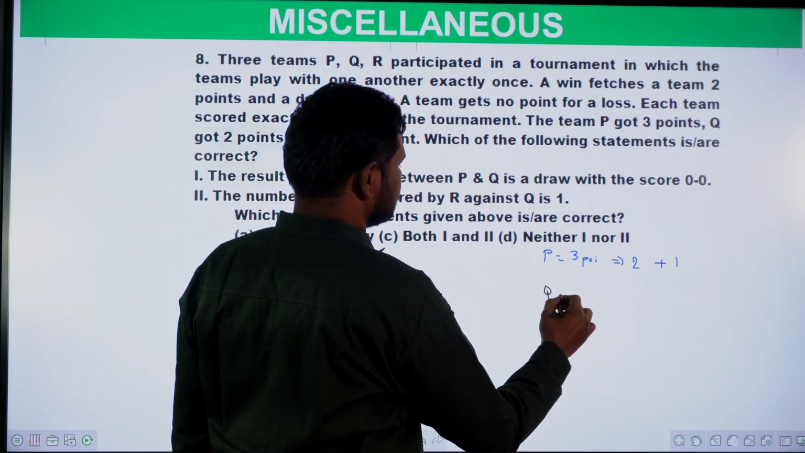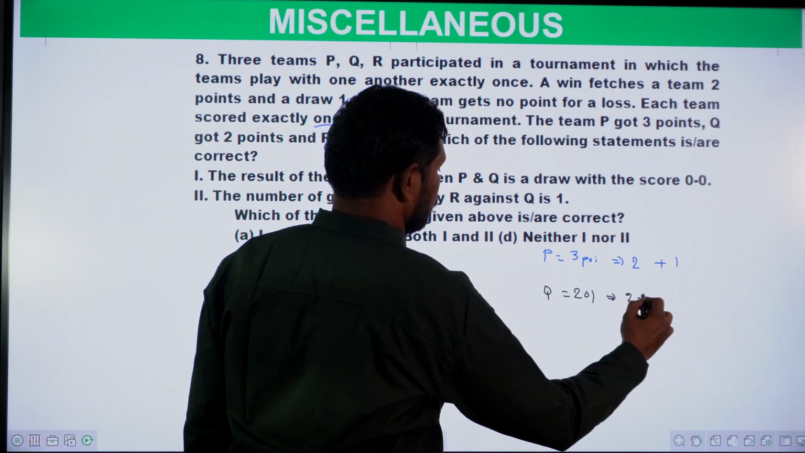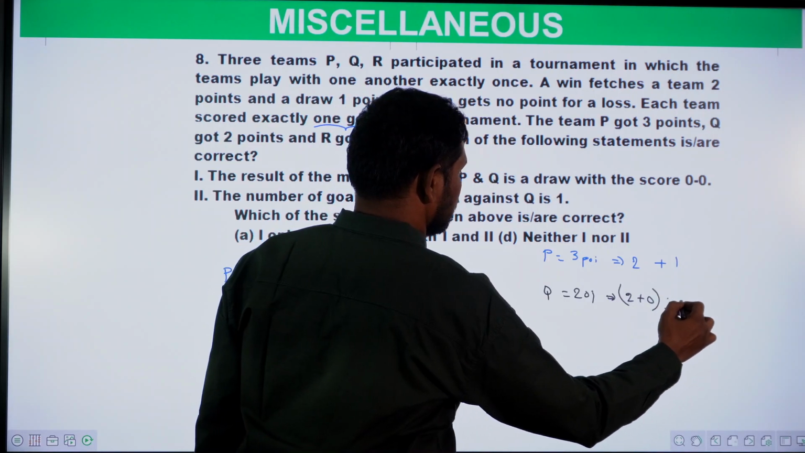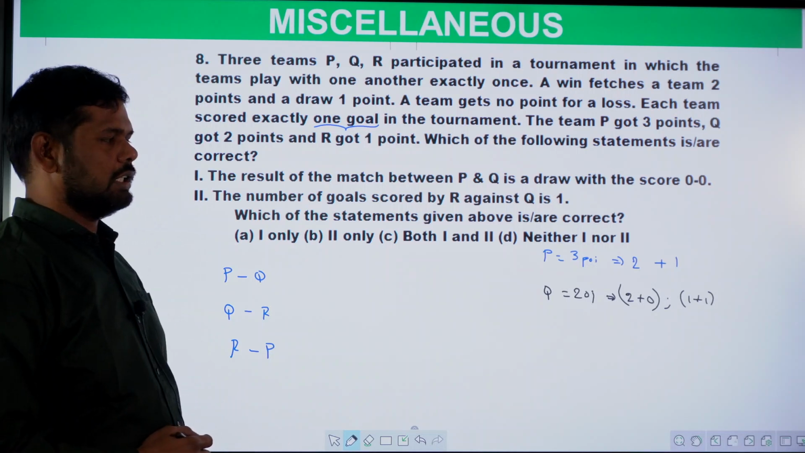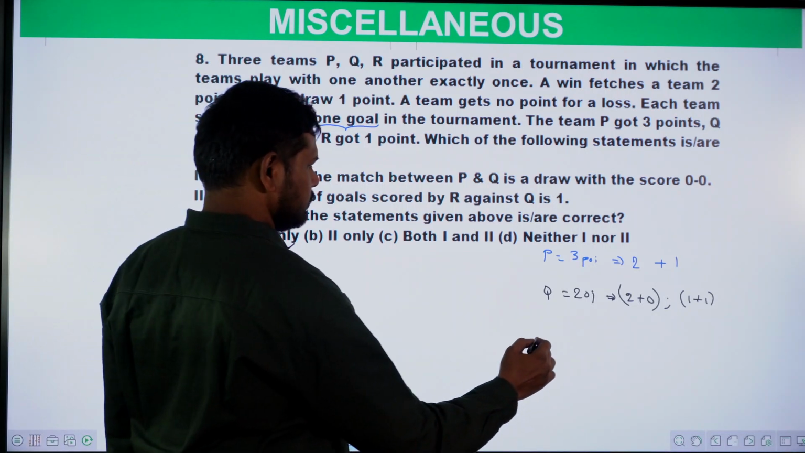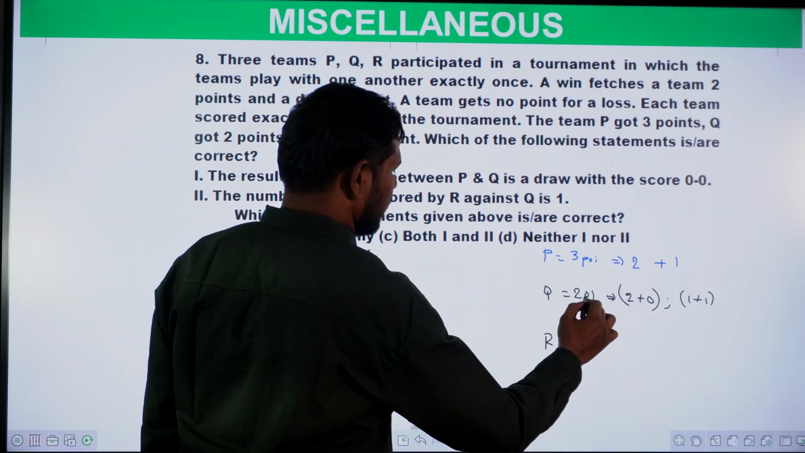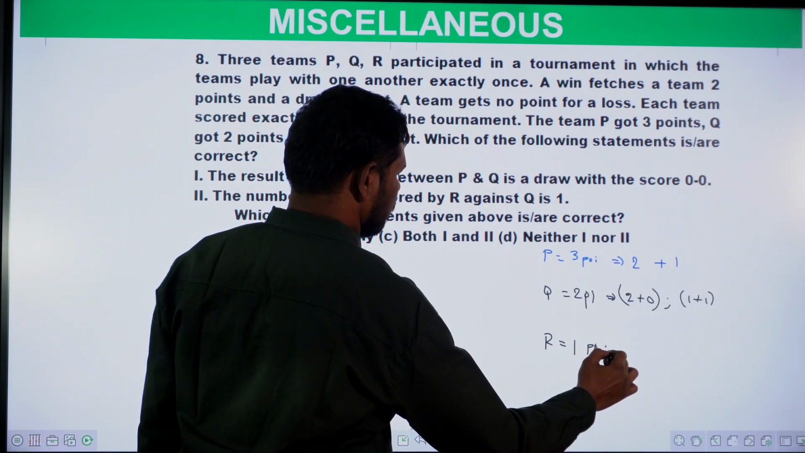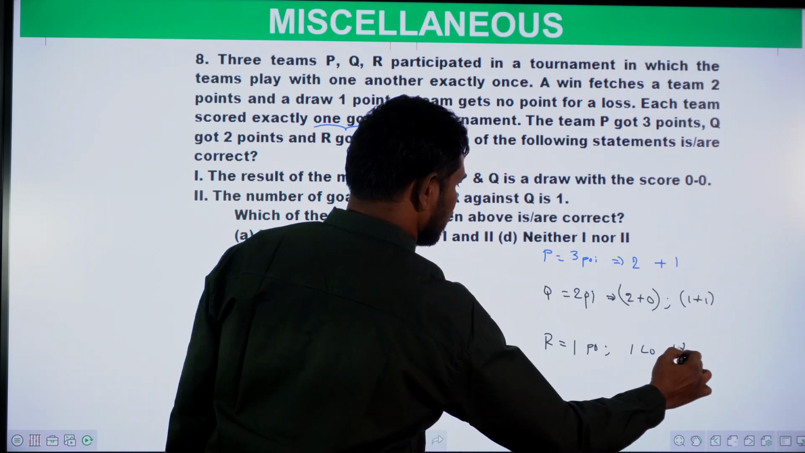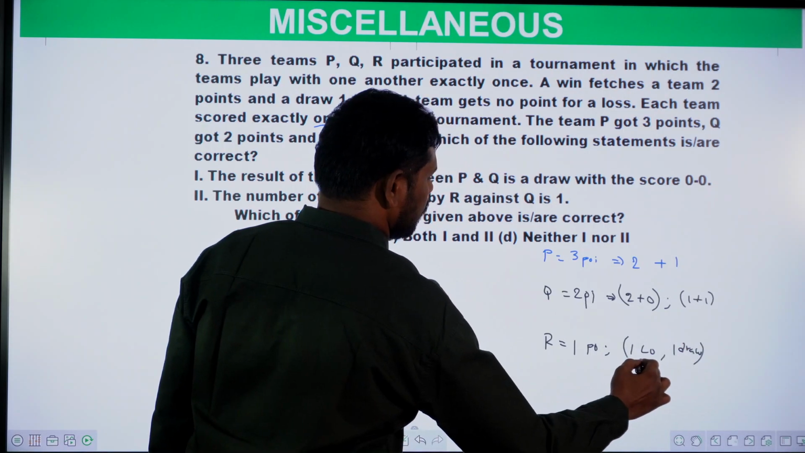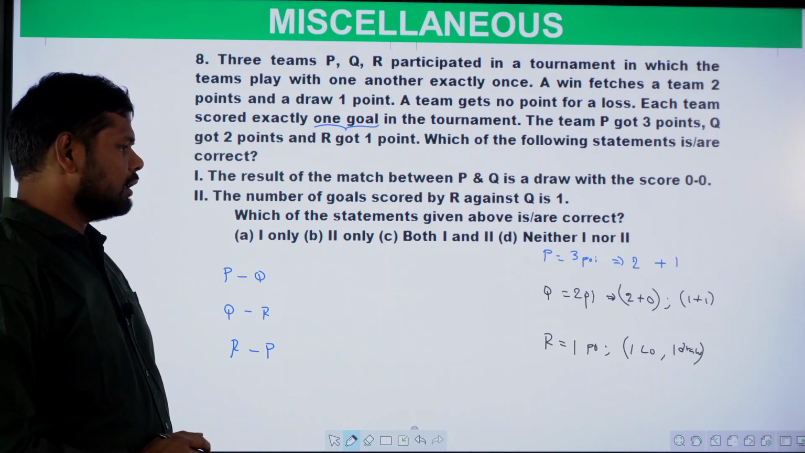Then Q gets 2 points, meaning either 2 plus 0, one chance is there, or 1 plus 1. Both draw, or win and lose. That is also one case. Then R equals 1 point here. 1 point means definitely one loss and one draw. Loss means no point, draw means 1 point. These are the cases, so 1 loss and 1 draw.